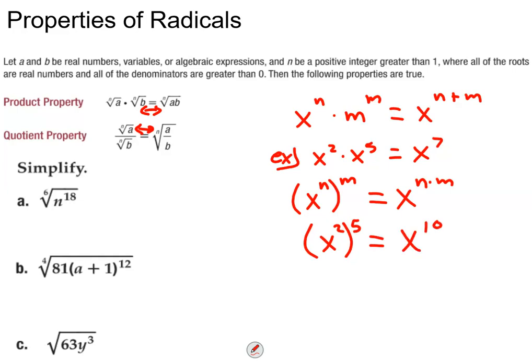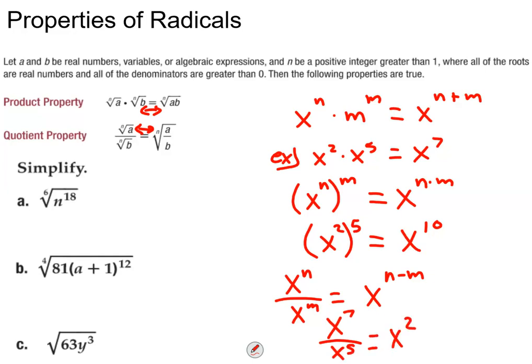And then one other one dealing with quotients. So if we had, let's say, x to the n over x to the m, well, we could do that same thing and just subtract the exponents. So another example there, let's maybe go x to the 7th over x to the 5th. Well, that would be x squared because we do 7 minus the 5.